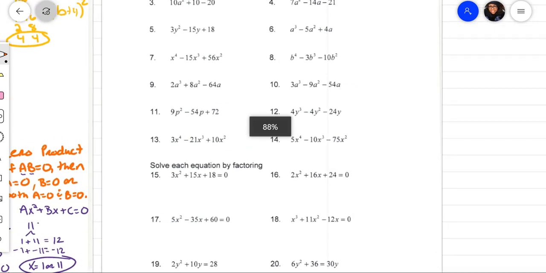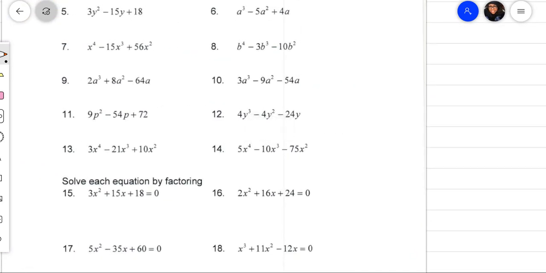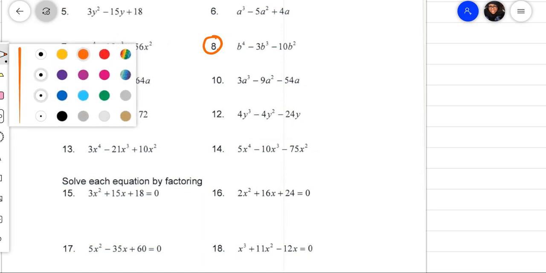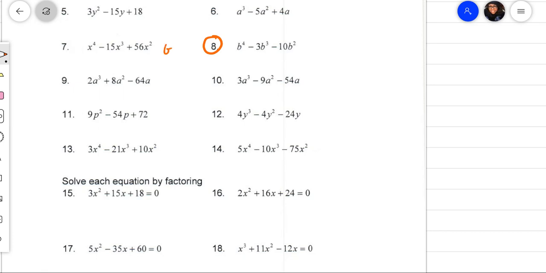So if we look at number 8, this one has b to the 4th, b to the 3rd, b to the 2nd. So each one of those terms has a b. And again, we can always take out the lowest exponent when it comes to the variables. So our GCF here is going to be b squared, because that's the lowest power we have of the b's. So we're dividing everything by b squared.